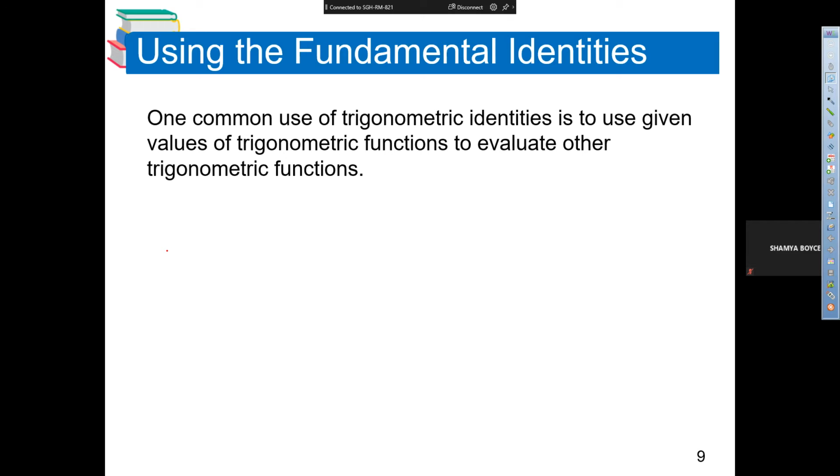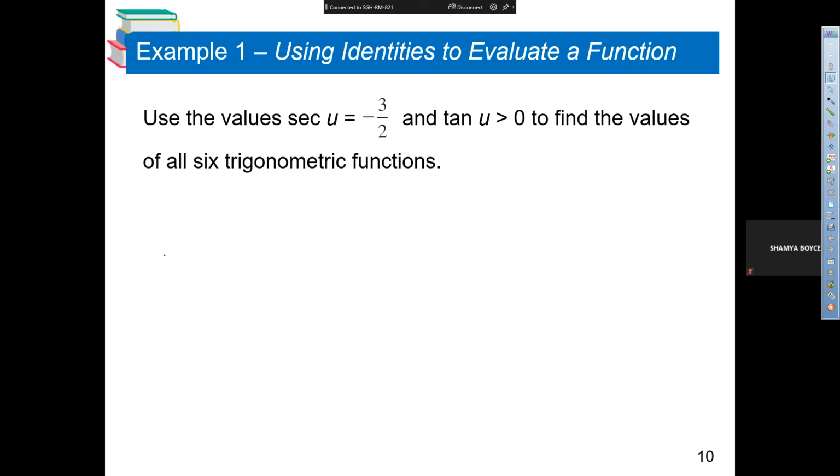All right, one common use of trig identities is to use given values of trig functions to evaluate other trig functions. Okay, so here they're saying use the values of secant of u equals -3/2 and tangent of u is greater than 0. Now what we need to be aware of there is, if you remember, we had our quadrants.